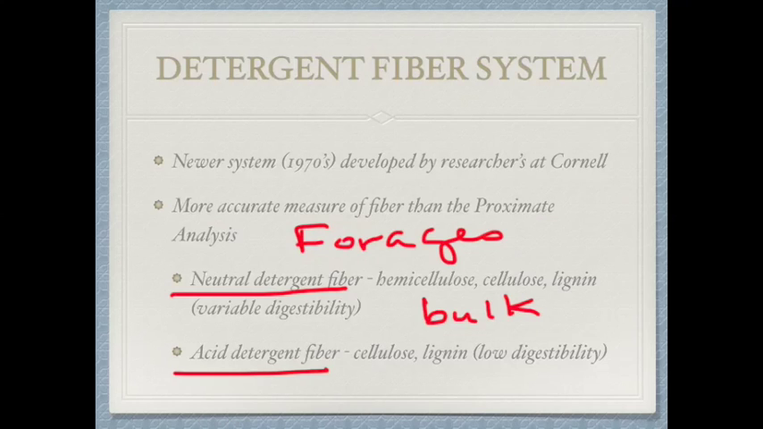In contrast, the acid detergent fiber actually removes that hemicellulose, leaving us with the really low digestible cellulose and lignin, and acid detergent fiber is actually a way to estimate digestibility. Feeds high in acid detergent fiber are actually low in digestibility. So it provides us a way to look at the bulk and the digestibility of a forage from two fairly simple procedures that are easy to do in a lab.